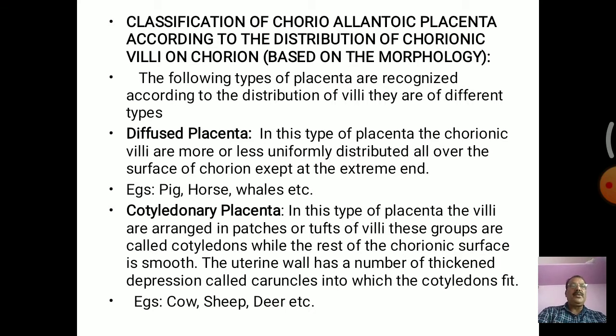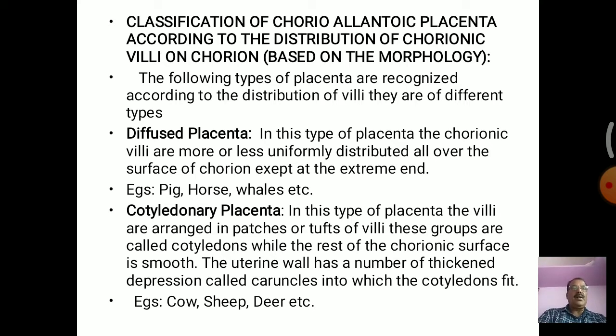First one is diffused placenta. In this type of placenta, the chorionic villi are more or less uniformly distributed all over the surface of chorion except at the extreme end. So, the nature of villi is the uniform distribution that indicates a diffused placenta. Examples: pig, horse, whales, etc.